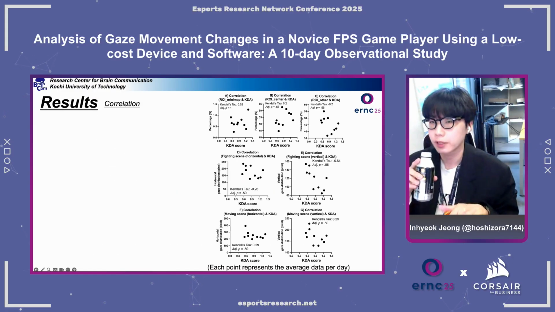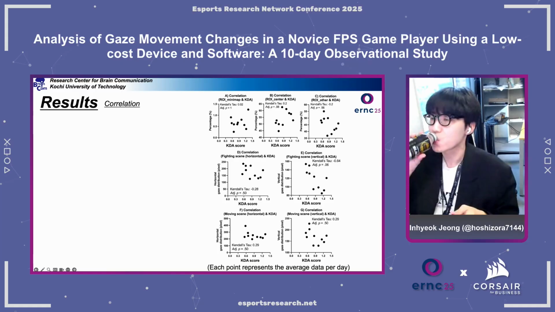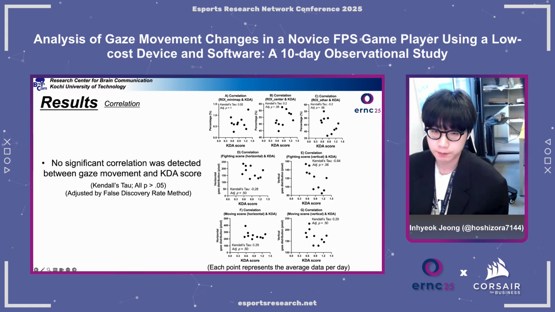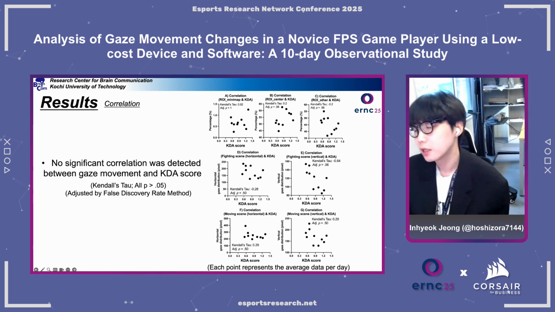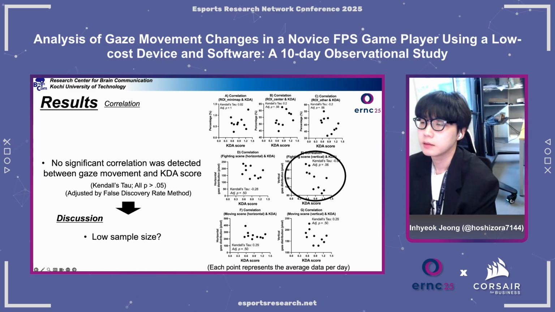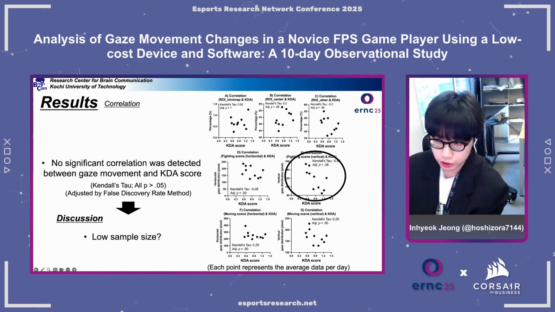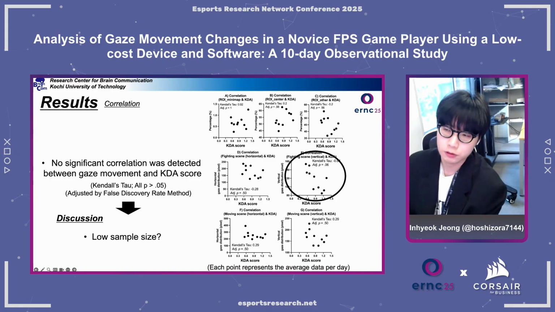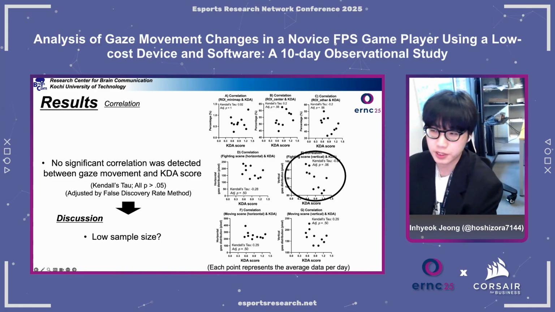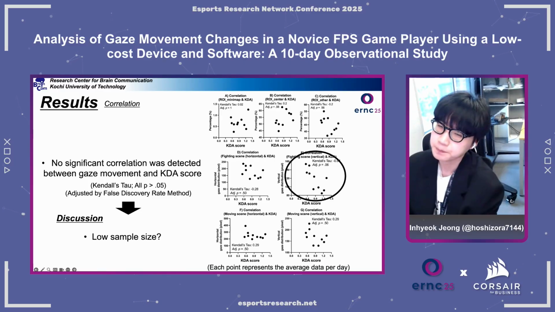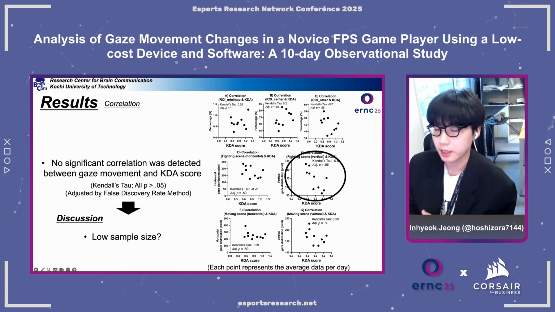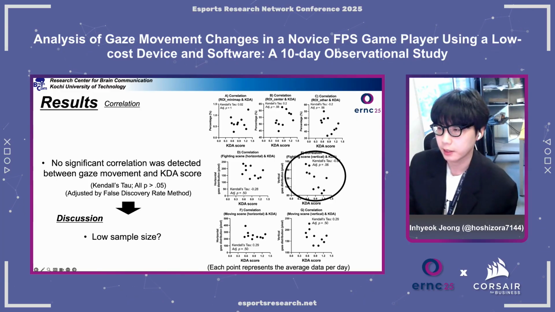And this is the correlations between performance and gaze movement. There were no significant correlations detected between gaze movement and KDA score, but the correlation between the gaze distribution and KDA score looks marginally significant. The p value is just 0.06, so it might be correlated. So I think it might be caused by the low sample size. So I think it is necessary to collect more participants and more gaze data during their training.